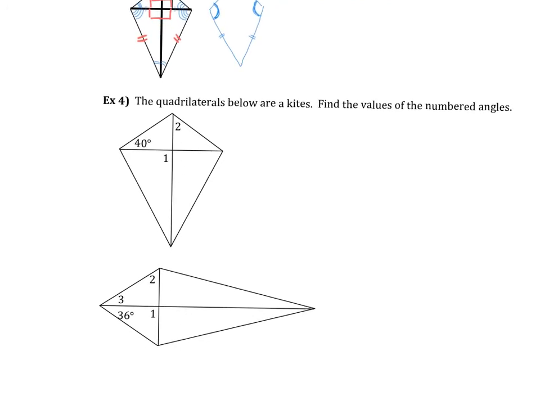Okay, if I tell you that these are kites, so these are the same and these are the same, okay? Knowing what we know about kites, what are the measures of the numbered angles here? So what is angle 1 in that picture? 90, because diagonals are perpendicular. Okay, so all of these are 90. So we would say angle 1 is 90 degrees.